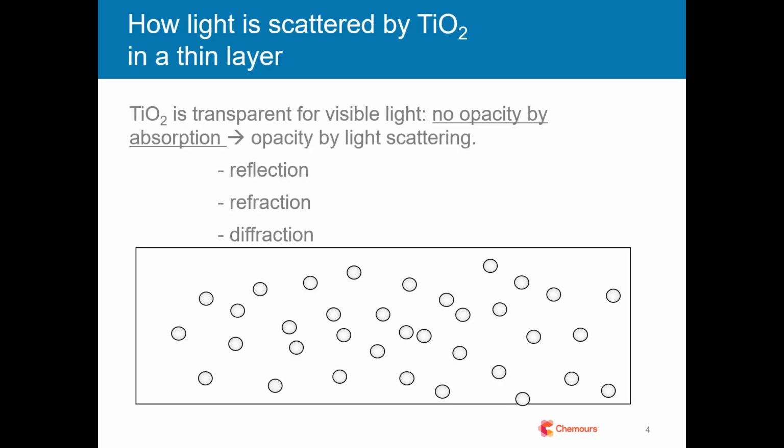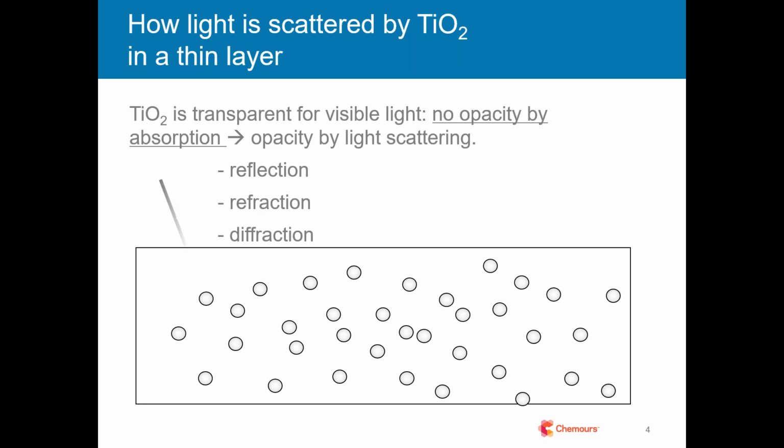But we will start with some fundamental characteristics of TiO2 and how it works. Basically, titanium dioxide is transparent, but it scatters light. So it doesn't give the whiteness due to absorption like other pigments, but it really scatters the light. And light scattering is actually a combination of 3 physical processes: reflection, refraction, and diffraction.